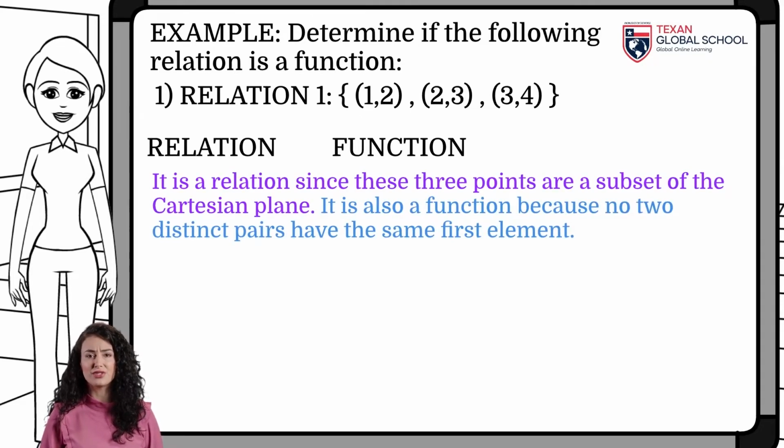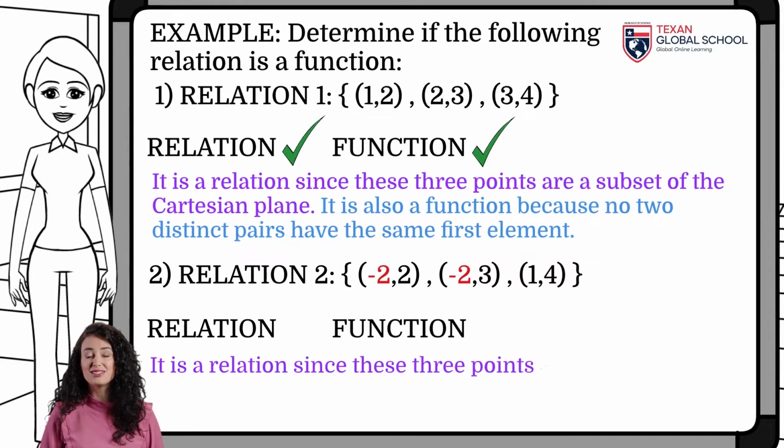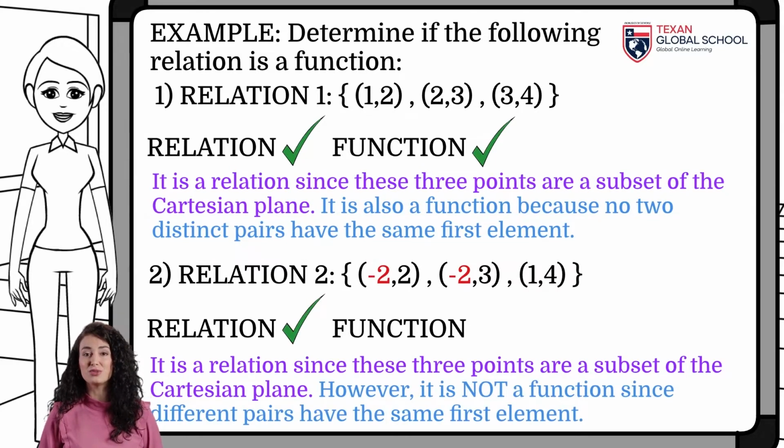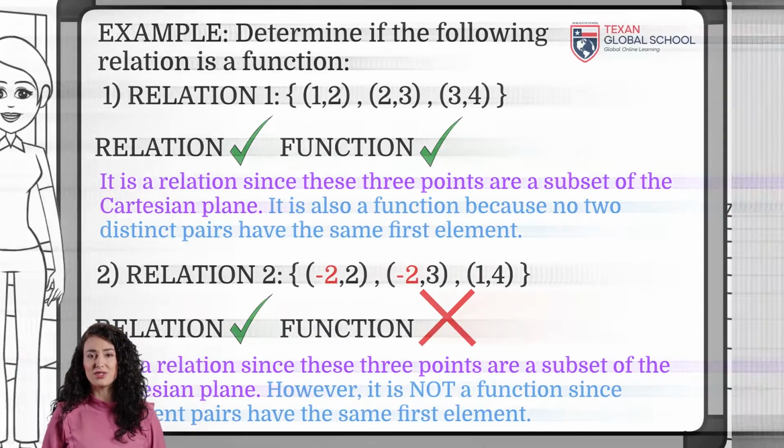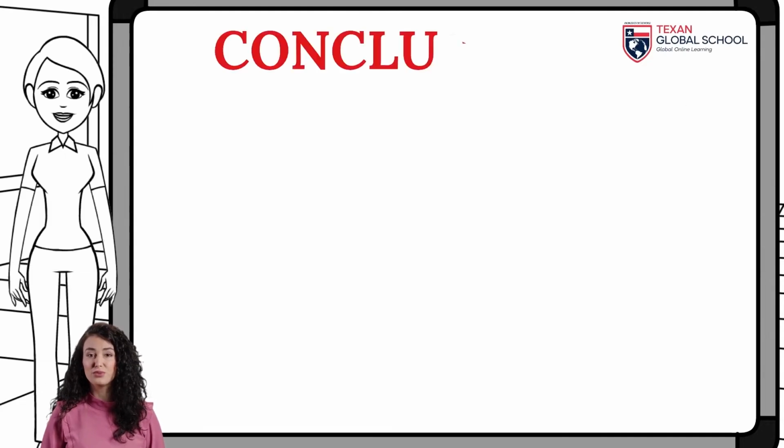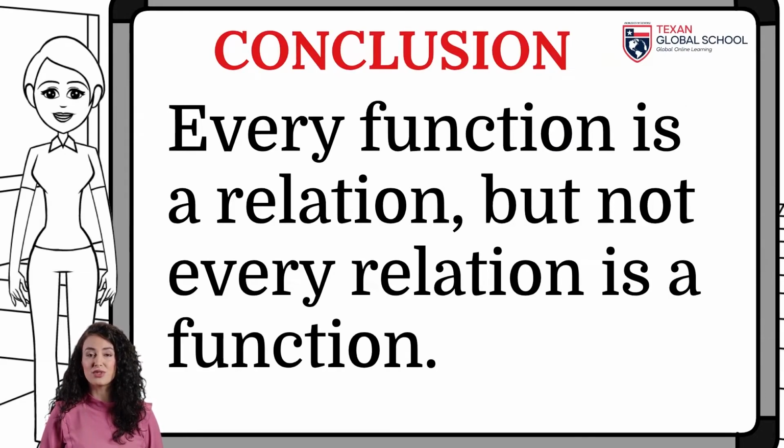In the first case, the points 1, 2, 2, 3, and 3, 4 form a relation since these 3 points are a subset of the Cartesian plane. They also form a function, since no two distinct pairs have the same first element. The next example is also a relation, since those points are a subset of the Cartesian plane. However, it is not a function, since different pairs have the same first element. We can see that the first element -2 is repeated in two ordered pairs. We can conclude then that every function is a relation, but not every relation is a function.